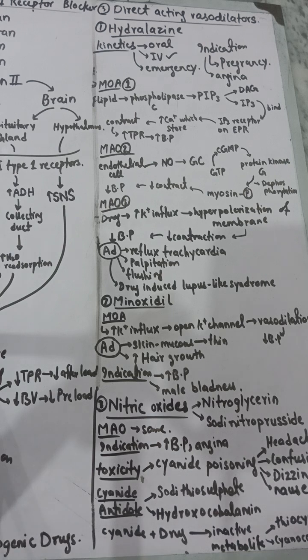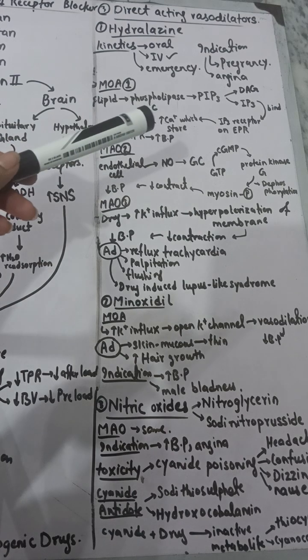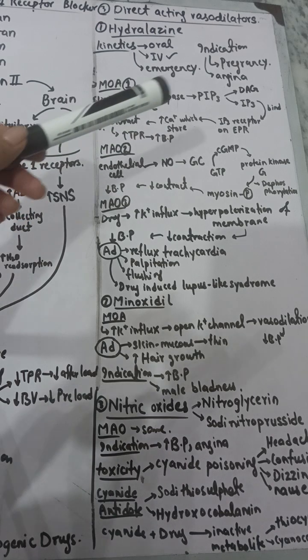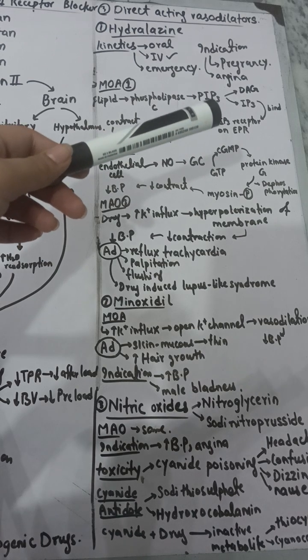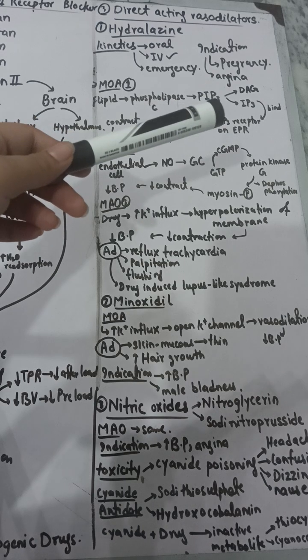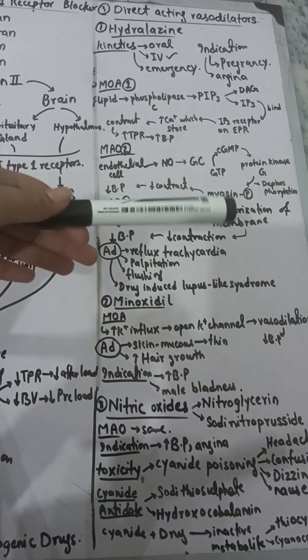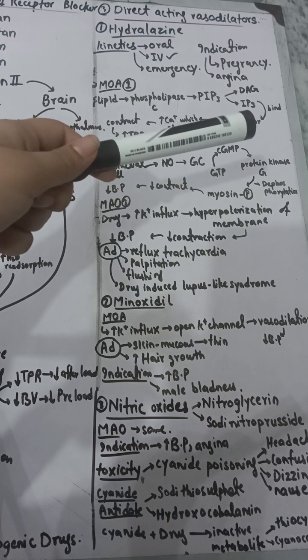So what is the mechanism? Actually it doesn't consist of only one mechanism of action; it consists of many. The first mechanism starts from the lipid, on which the enzyme phospholipase C acts, producing phosphatidylinositol 4,5-bisphosphate. After its production, it is cleaved into two chemicals: first is diacylglycerol and second is inositol trisphosphate.